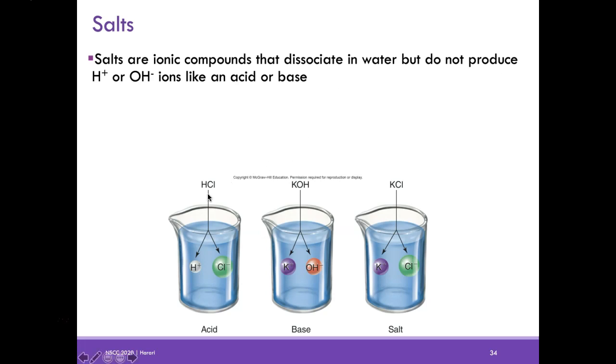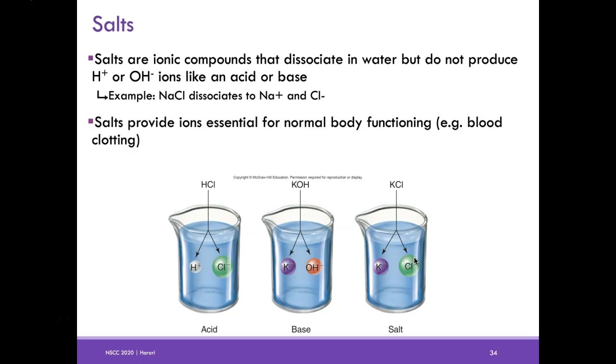So like HCl is an acid because it increases H plus concentration. Potassium hydroxide is a base because it increases the OH concentration. But KCl is a salt because it just dissociates into a potassium ion and a chloride ion, right? That's what we said about salt. And those examples are joined by ionic bonds. And salts provide ions that are essential for normal body functioning, like blood clotting, also for nerve conduction. So we'll talk a lot about sodium, potassium, and calcium in this class when we talk about muscles and nerves.